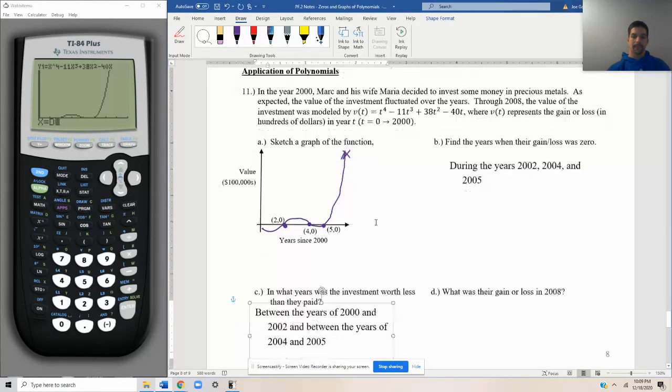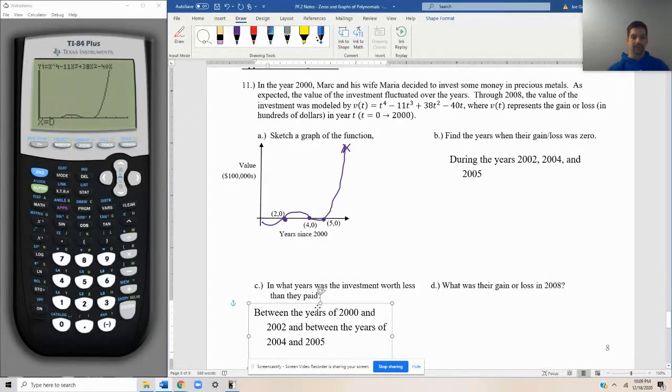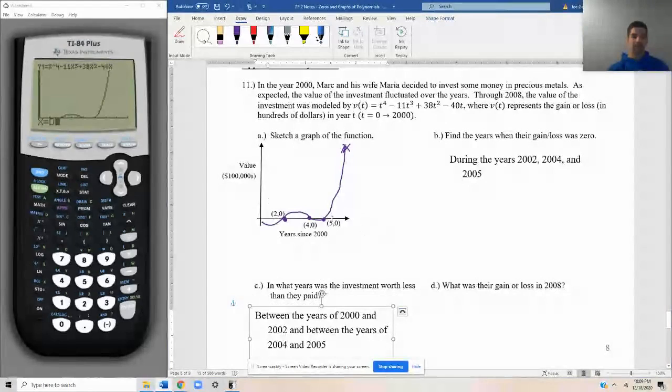So the next thing that we can do is go on and answer question D. What was their gain or loss in the year 2008? This does not come from the x-intercepts. The last two questions we were able to answer by finding those zeros on the graph. This time we want to know the year 2008. So let me extend my window back to what it was. So we want to find the value in 2008, or the value when x is 8.